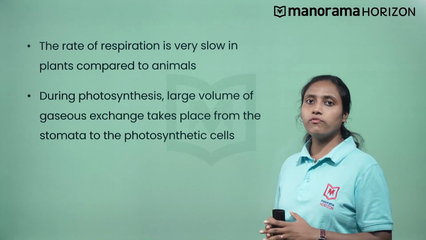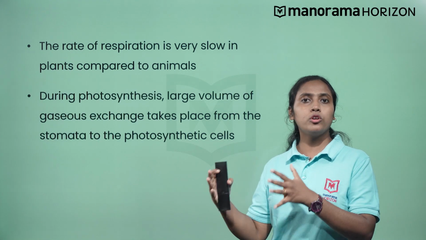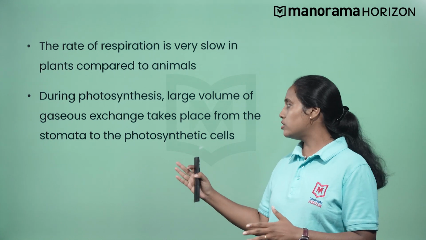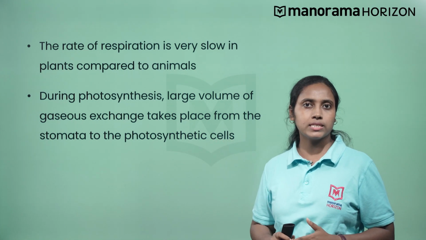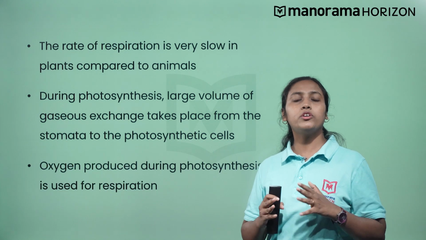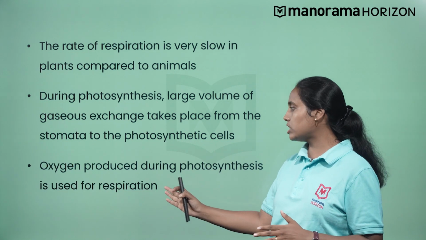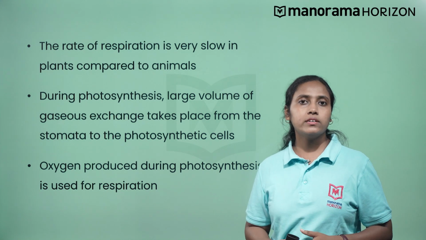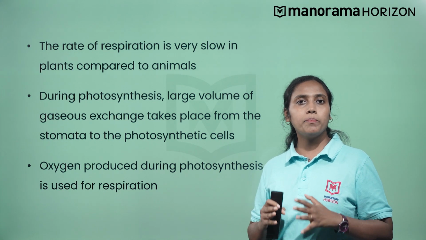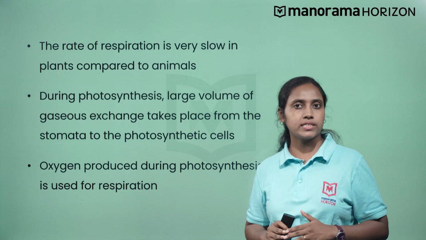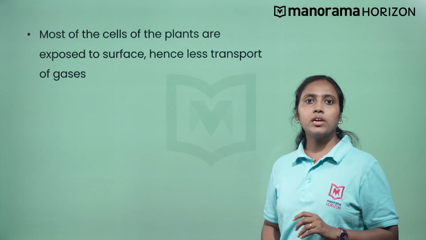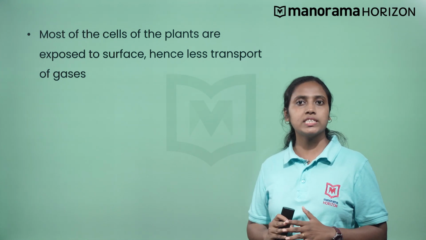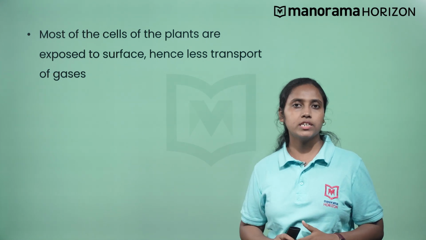But during photosynthesis, large volumes of gas exchange take place from the stomata to the photosynthetic cells. These cells produce oxygen which can be utilized for respiration. As said earlier, the transport of gases in plants for respiration is less. This can also be because most of the cells are exposed to the surface, as in the case of leaves.